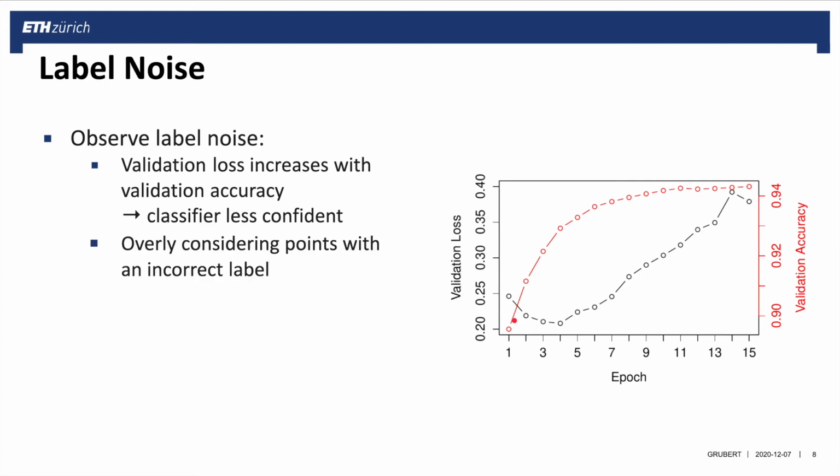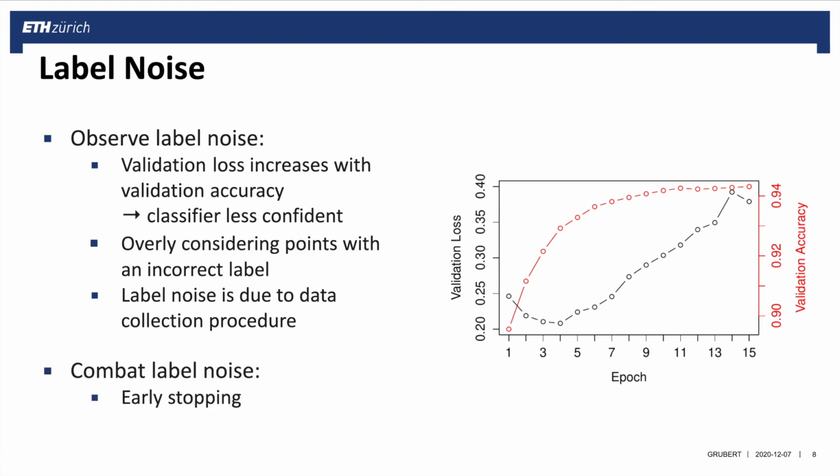We hypothesize that this is due to the fact that the classifier is overly considering points with an incorrect label, and these incorrect labels are label noise due to the automatic data acquisition procedure, as explained before. To combat this label noise, we apply typical steps such as early stopping and using a voting classifier.